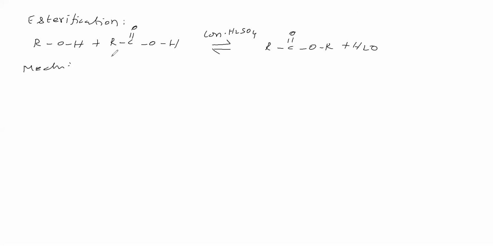That we'll see. Now carboxylic acid is treated with H plus, concentrated sulfuric acid. Now this lone pair is attacking this H plus. Therefore, we are getting it like this. So a plus charge is there.